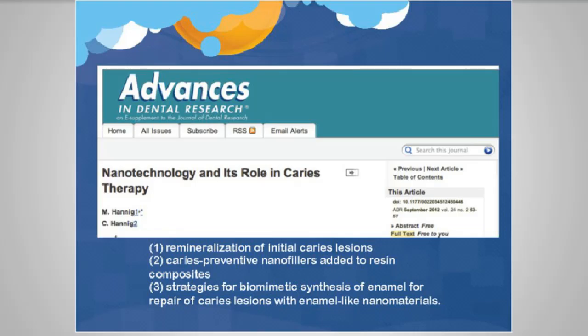In Advances in Dental Research, there's an article by Hannig on nanotechnology and its role in caries therapy. And the interesting part is this nanotechnology and these materials can help with the remineralization of initial caries lesions, and they have a caries preventive capability by being very biomimetic in their synthesis of enamel repair of the carious lesion with enamel-like materials and these nanomaterials.